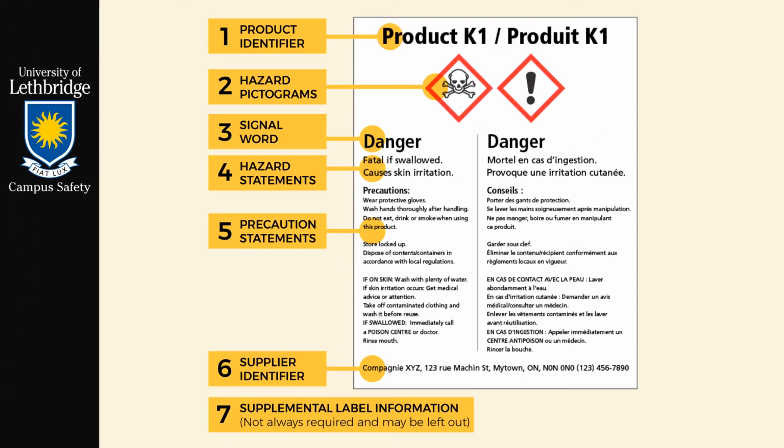Here you can see a sample supplier label. It has clear pictograms, such as the skull and exclamation mark, that identify the high health risk this product poses. The signal word danger is present underneath the pictograms, as well as the hazard and precautionary statements. The label also includes all information in both English and French.